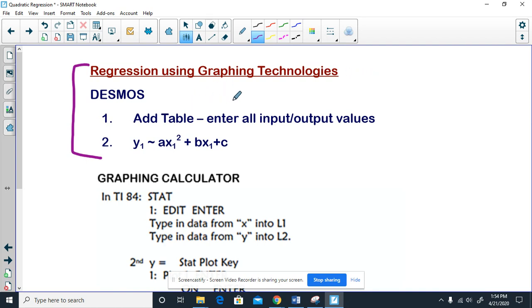So we're going to add a table. We're going to enter all the input and output values. And then we're going to type in our second field the standard form of a quadratic. And we're going to go through that with a couple examples.